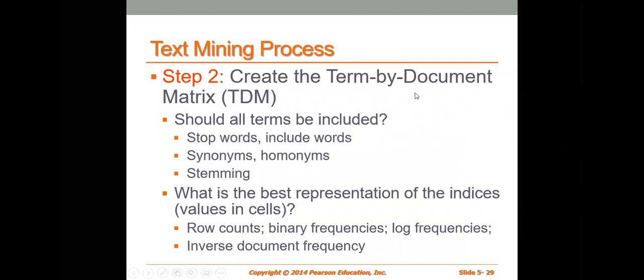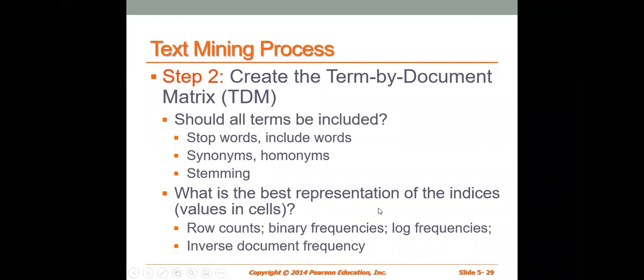So create the term by document matrix. Should all the terms be included? Stop words: which words you want to include, which you don't want to include. Synonyms means the different words with the same meaning. Homonyms mean same sounding words with different meanings. Stemming means dividing the different sentences into the different groups.